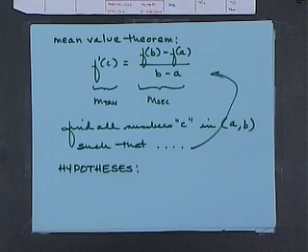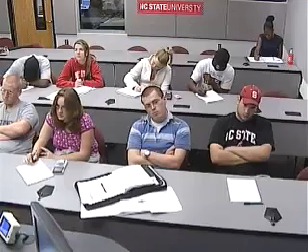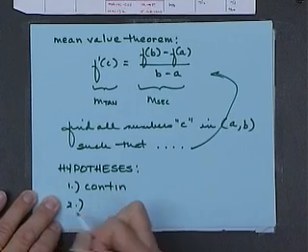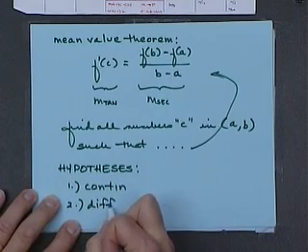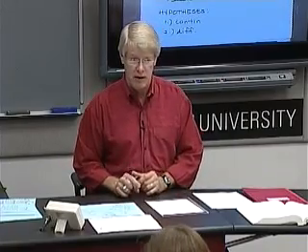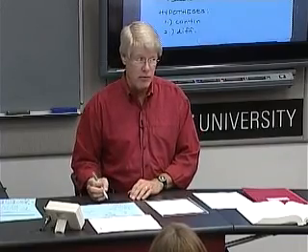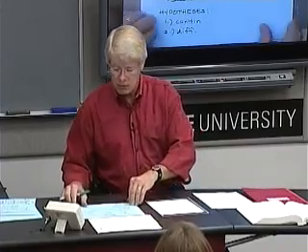So what are the hypotheses? What has to be true in order for the mean value theorem to actually have a solution? It's got to be continuous, and it's got to be differentiable. So we don't want any corners or cusps or any kind of a break in the graph. That means there is not necessarily a c value. In fact, there probably won't be. But if we can determine that it is continuous and differentiable on the closed interval, then we're in business.